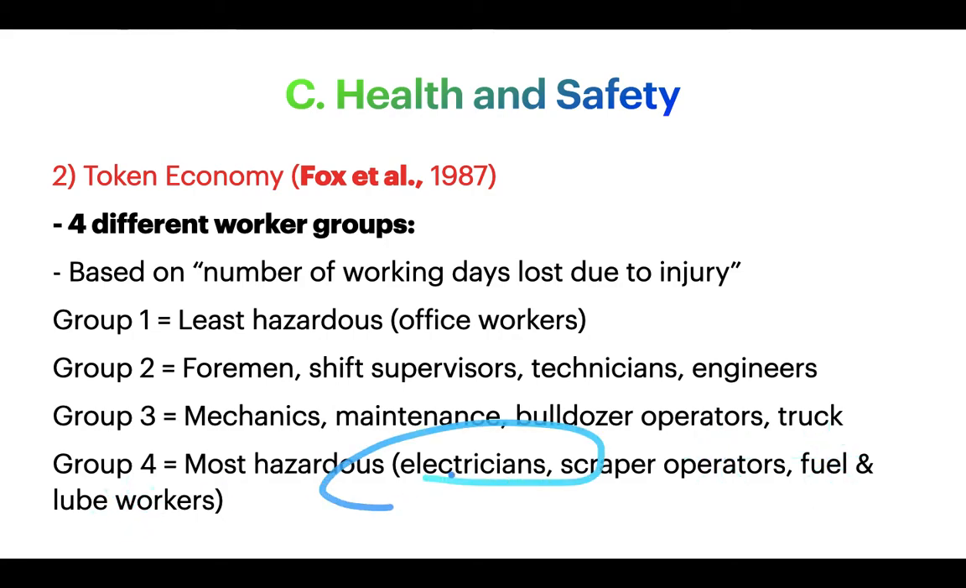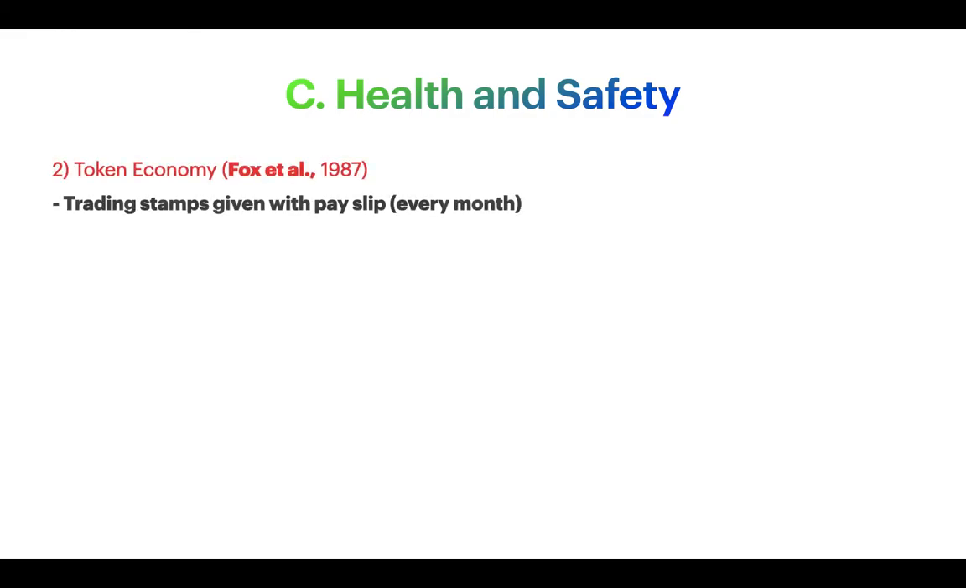Electricians, obviously, if you're dealing with electricity, there's a good chance you're going to get shocked. Right? So they are likely to get injured. Trading stamps were given with their payslip every month. Right? So if you did not suffer any injury, you would be given a stamp. When I say stamp, I mean like a stamp that you can hold physically, a piece of paper, like a stamp that you put on a letter. Okay, and this will be given with your payslip every month. No lost time injury, right? No injury requiring doctor's attention.